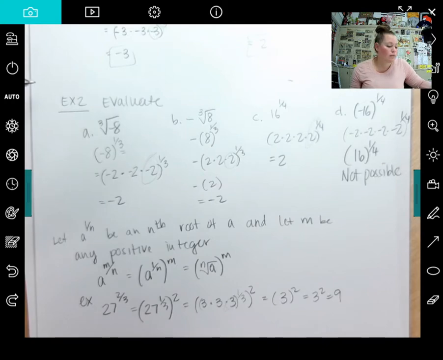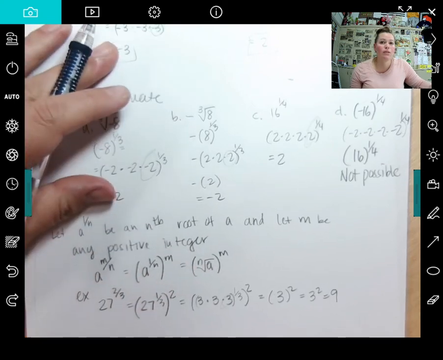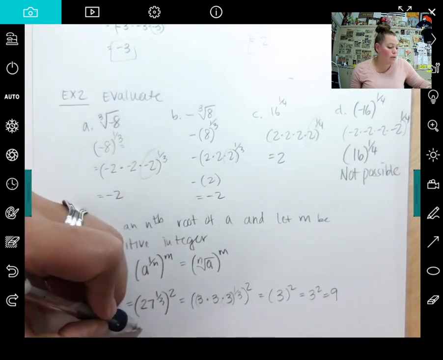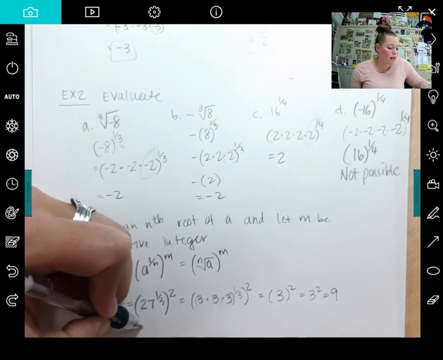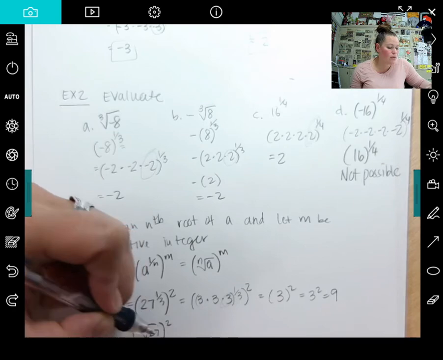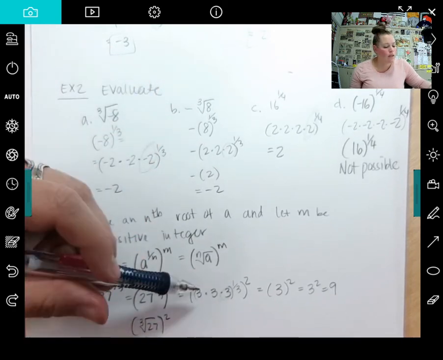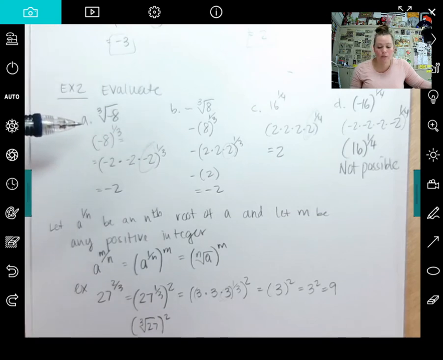Right? If we were trying to rewrite it, we would have the 3rd root of 27 squared. And then from there you could simplify it further if you wanted to.